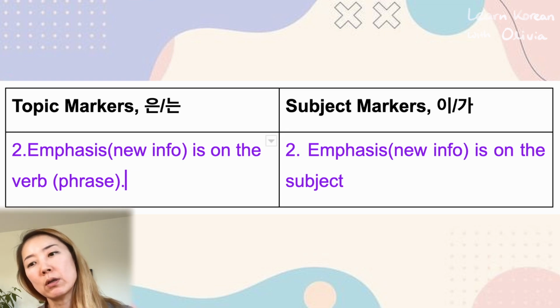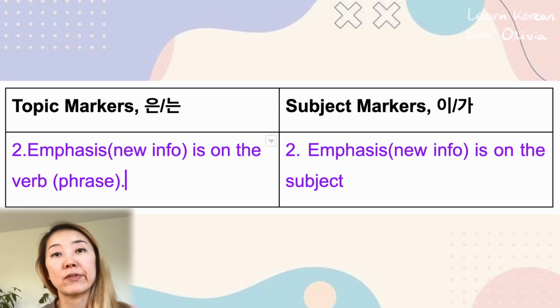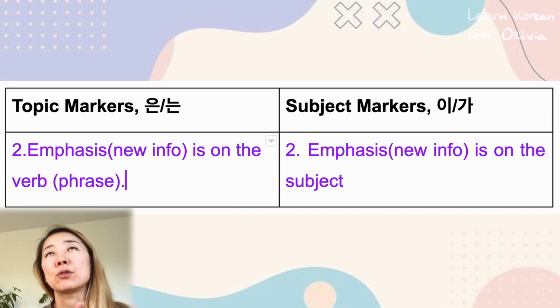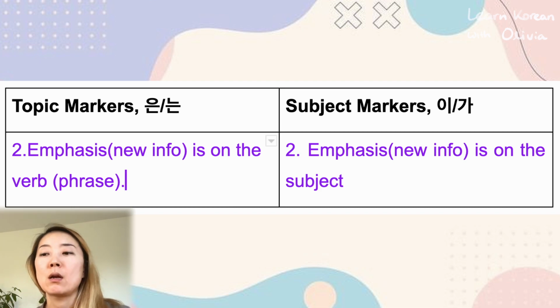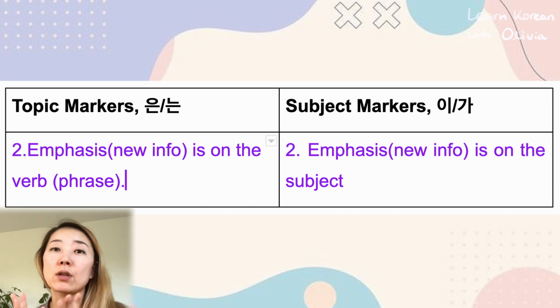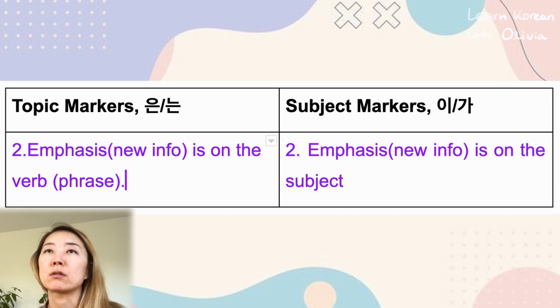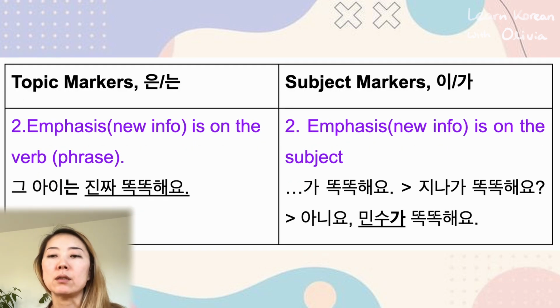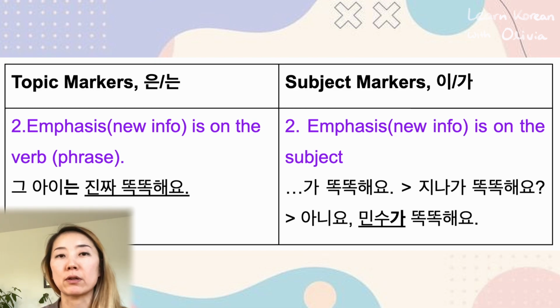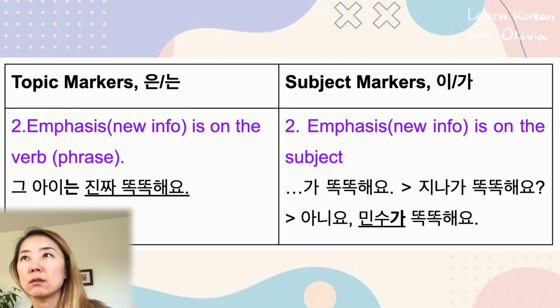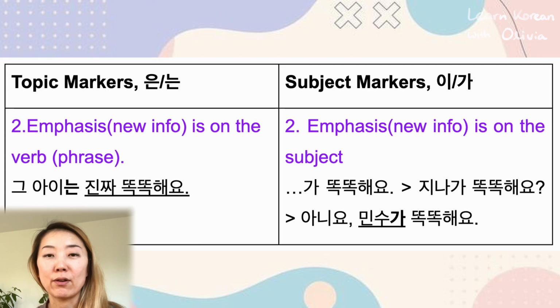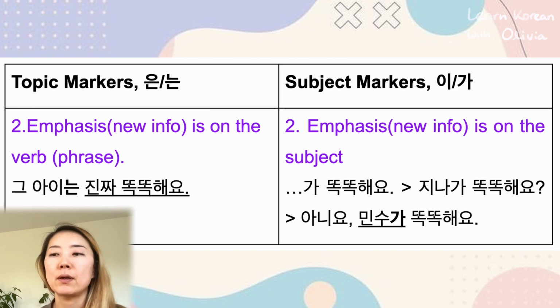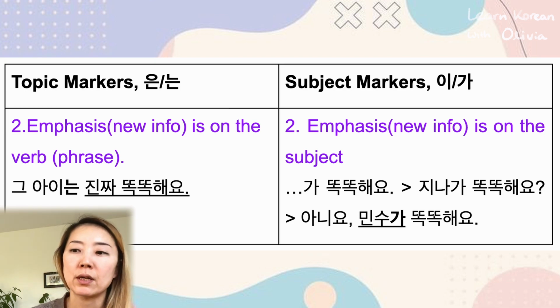Okay, difference number 2. When you use the topic marker, the emphasis is on the verb or verb phrase, or you can say the new information is the verb phrase. But when you use the subject marker, the subject is the new information or has the emphasis. For example, 그 아이는 진짜 똑똑해요. 진짜 똑똑해요 is the new information. You've already been talking about the kid, and the new information is 진짜 똑똑해요. There's the emphasis.